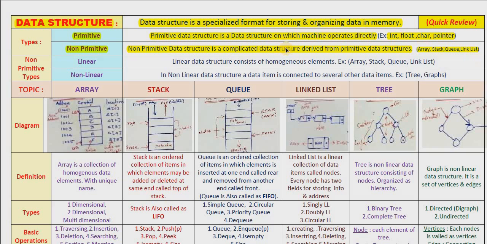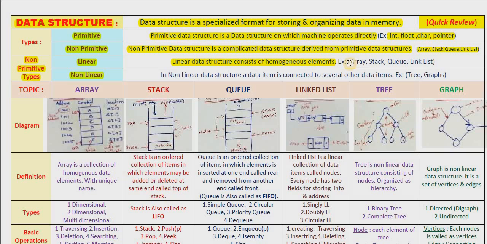Now again, there are two types of non-primitive data structure: linear data structure and non-linear data structure. Let us see first what is linear data structure. A linear data structure consists of homogeneous elements. Linear means straight, so it is like a straight list. Homogeneous means continuous elements of the same type.